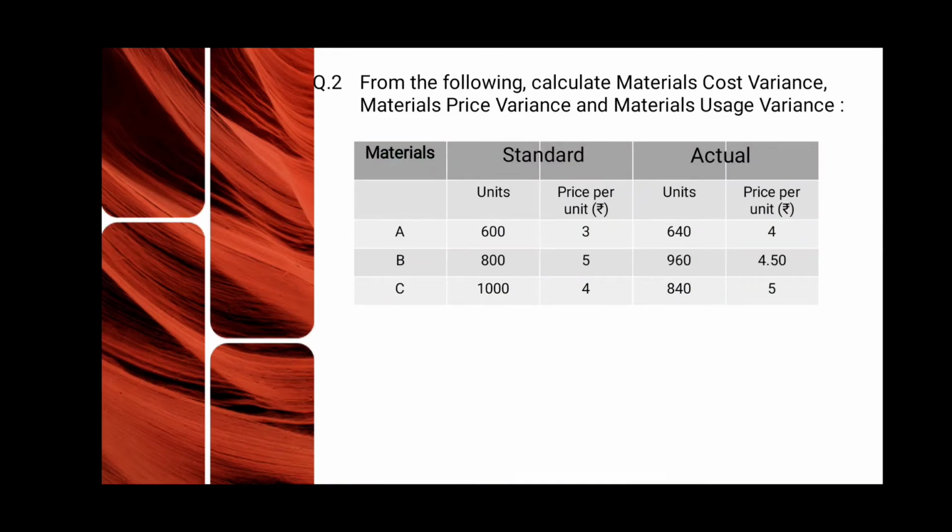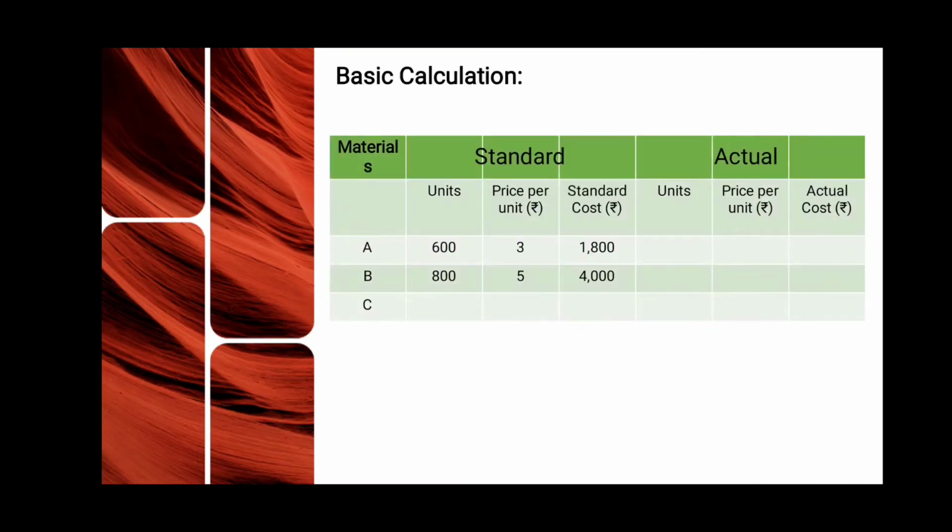Next, material C, standard units are given as 1000 and standard price per unit is given as 4. So we'll record it. Material C, standard units as 1000 and standard price per unit as 4. So the standard cost amount will be rupees 4000.